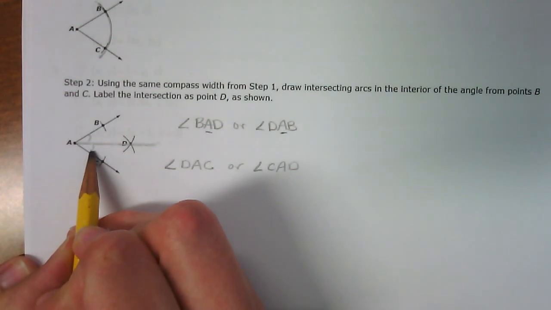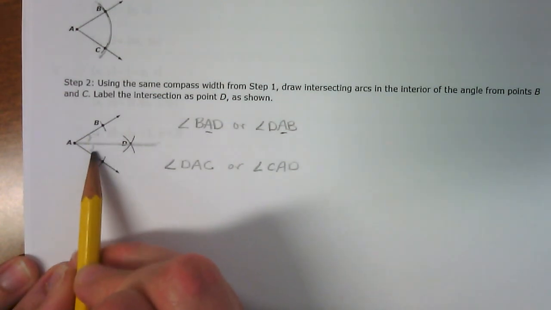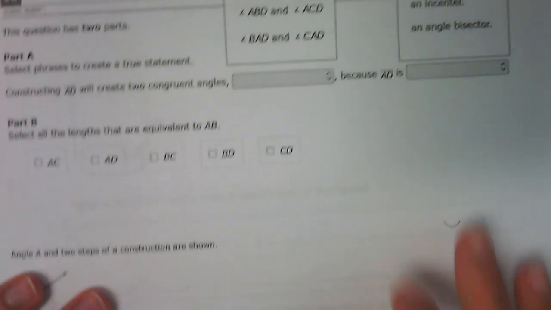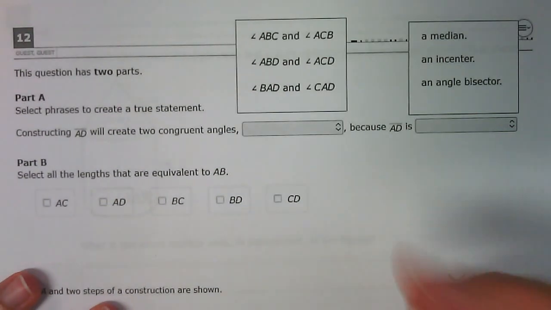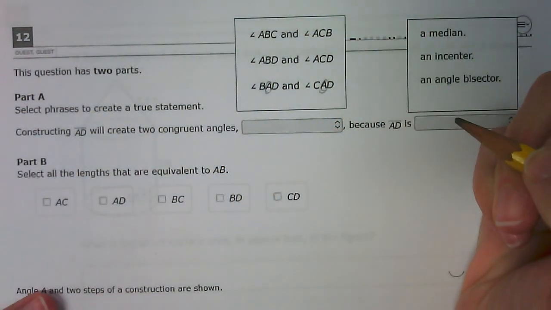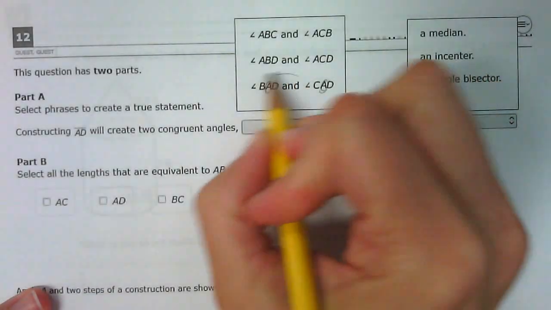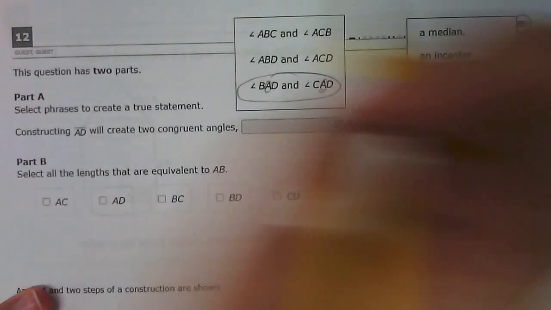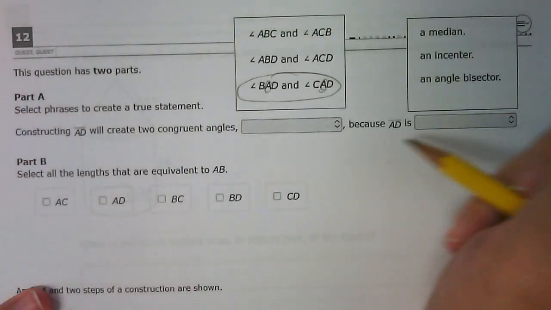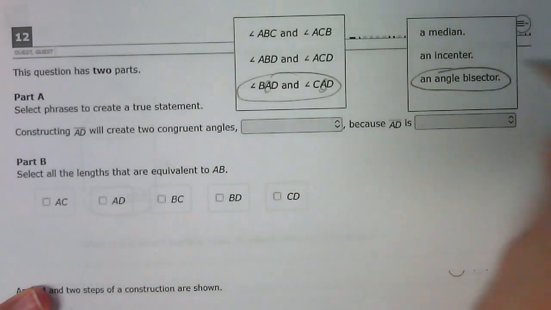So my goal is to pick that these 2 angles are congruent to each other from the list that they give me. If I look carefully at the list, the only pair that has the correct vertex is this pair. A is in the middle. So that's going to be our set of congruent angles. AD is an angle bisector.